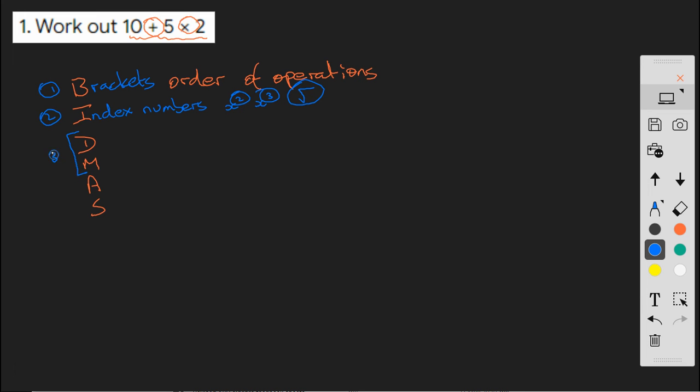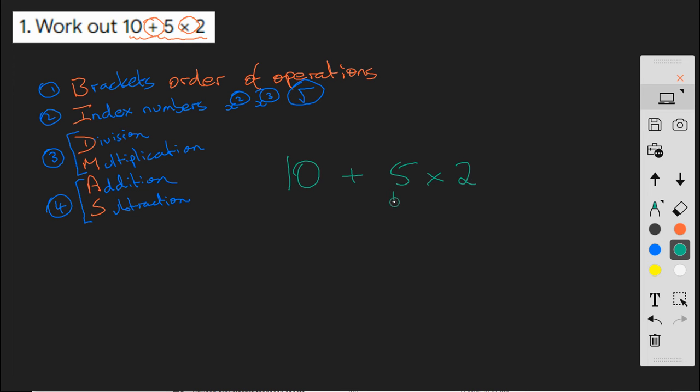Next come division and multiplication. It's very important here. Division does not come before multiplication. These two happen together, working left to right. And then the same with addition and subtraction. So what we can see in our question here, 10 plus 5 times 2, it is this bit, the multiplication, which is going to be done before the addition. So we have 10 plus 10, which is equal to 20.